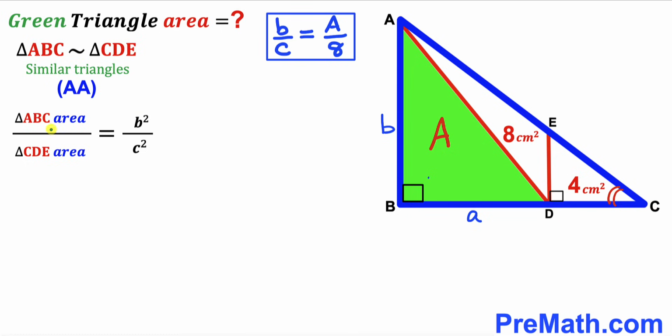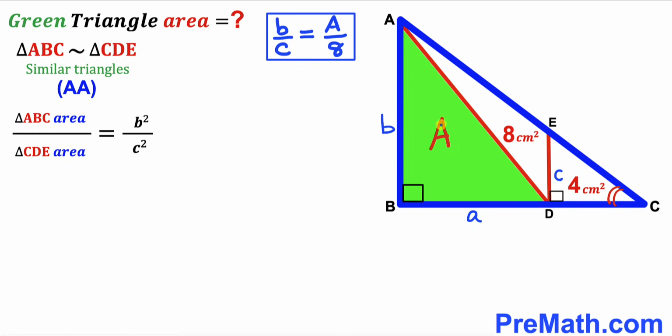In other words, the ratio of the triangle ABC area to the area of the triangle CDE is equal to the square of the side length, b square divided by c square. Here we can see this side length is for the big triangle ABC, and this side is for this smaller triangle CDE. And now let's focus on the area of this big triangle ABC.